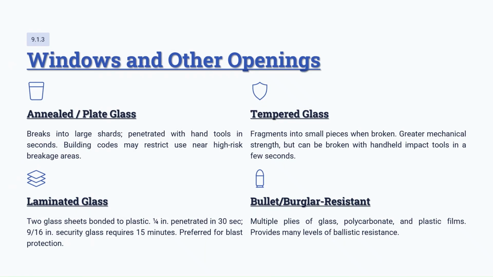Windows and other openings are necessary for functionality, but they also create potential entry points. Different types of glass offer different levels of protection. Annealed or plate glass breaks easily. Tempered glass is stronger but still vulnerable. Laminated glass holds together when shattered, and bullet-resistant glass provides the highest level of protection. Each option represents a trade-off between cost, functionality, and security. The key is to select the appropriate material based on the threat environment, ensuring that windows do not become the weakest link in an otherwise secure structure.